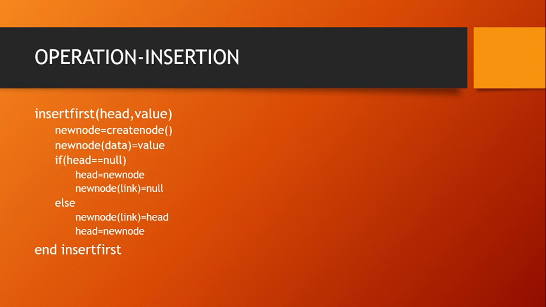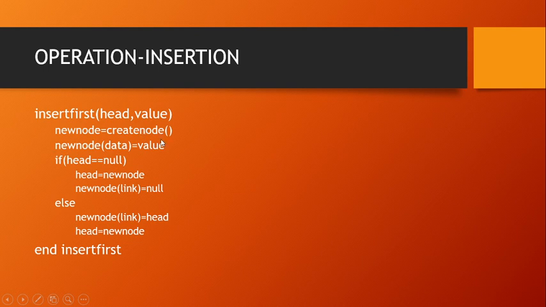The first operation is insert first. So I want to insert an element into the linked list. I already said head is a pointer that can store the address of the first node. If the head pointer is set as null, that means the list is empty.